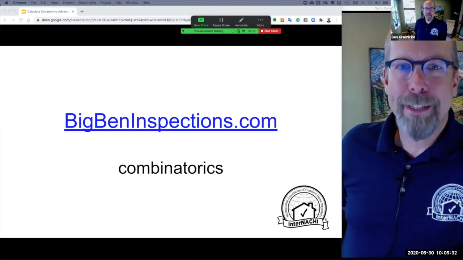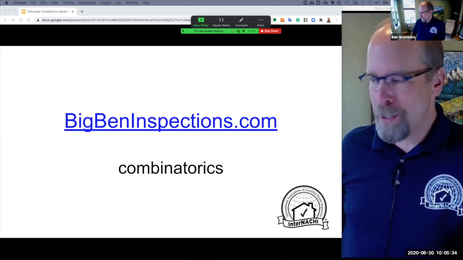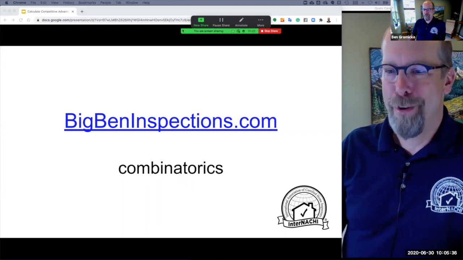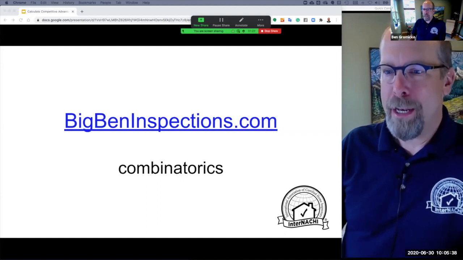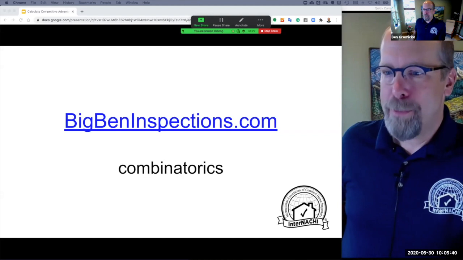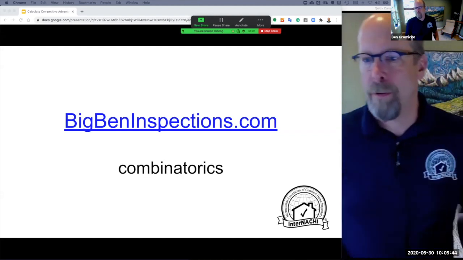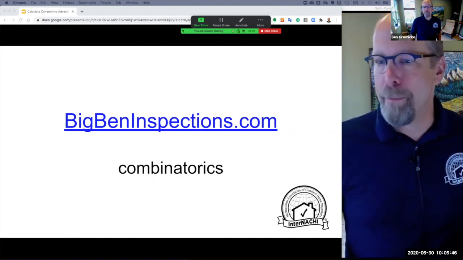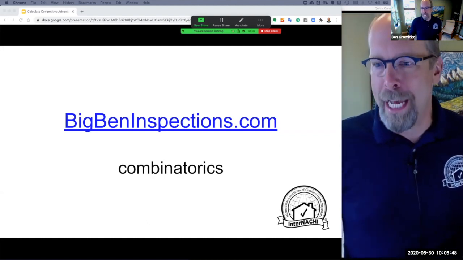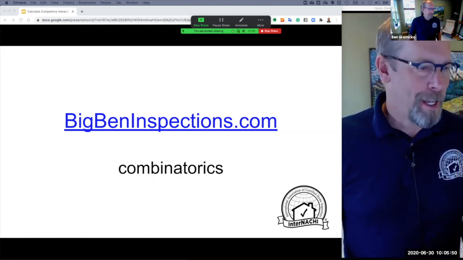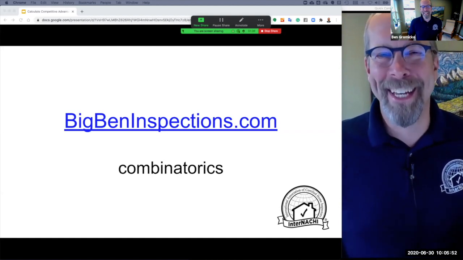But let's just assume that Big Ben Inspections is struggling to survive, right? It's been in business for many years, but it's barely profitable. Now, if Big Ben Inspections is going to be successful, it has to consider combinatorics. I looked it up.